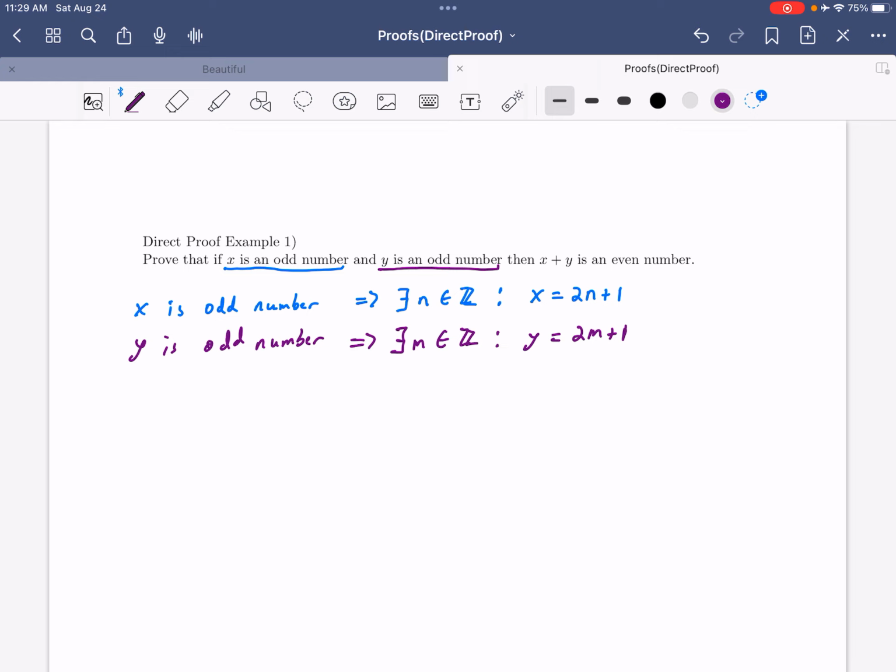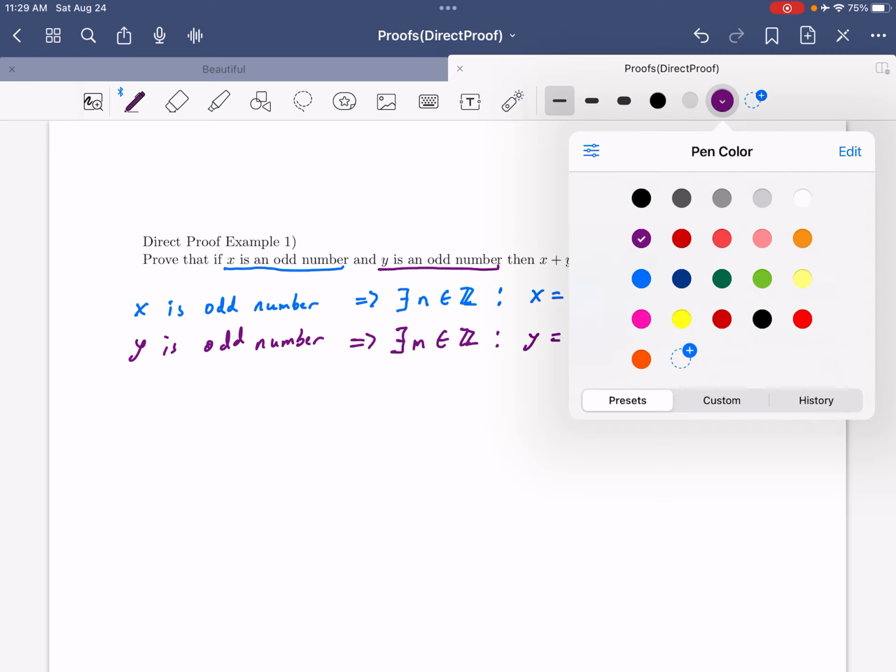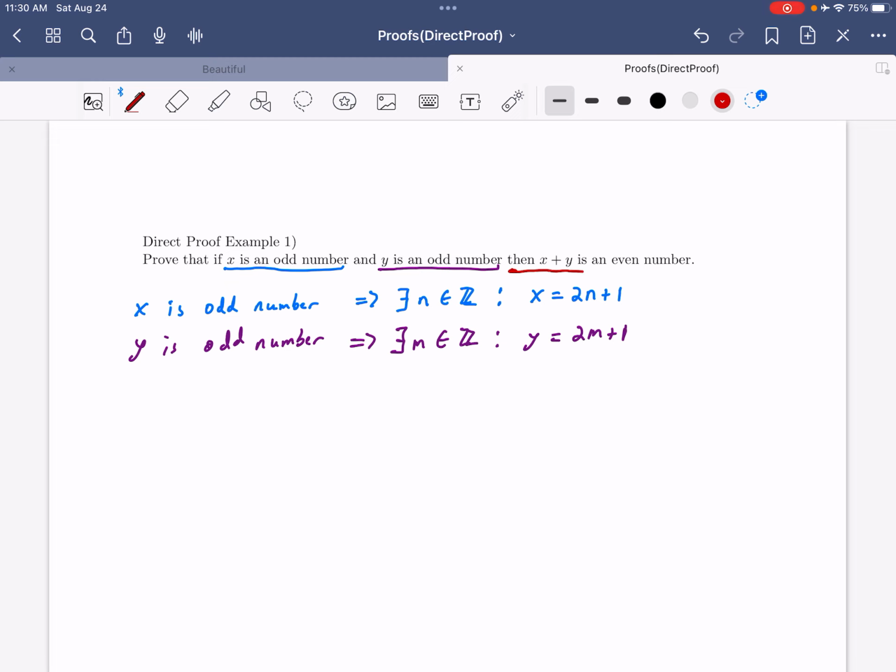X is odd, we know what that means now. Y is odd, we know what that means now. Okay. Now, let's go to what we need to show here. This then is our goal. We are saying then x plus y is an even number. So what we need to show is x plus y is an even number. So we've told our reader by writing that that our goal is to show that x plus y is an even number. But just like we did above, we want to translate that into a mathematical statement.